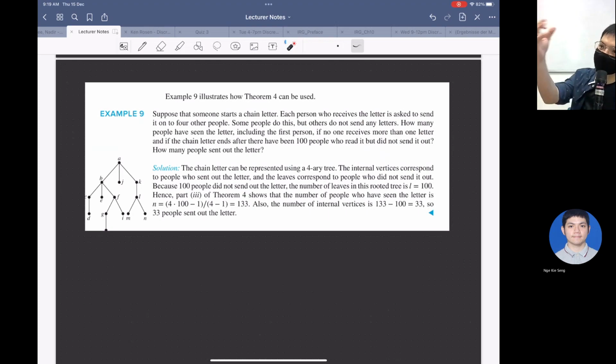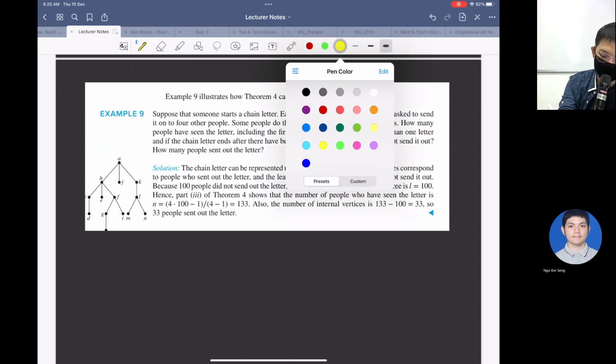So the first person is the root. If no one received more than one letter, this means there's no circuit here, so you can form a tree. And if the chain letter ends after there have been 100 people who read it but did not send it out, how many people sent out the letter? Let's see what we get if we translate this into tree language.